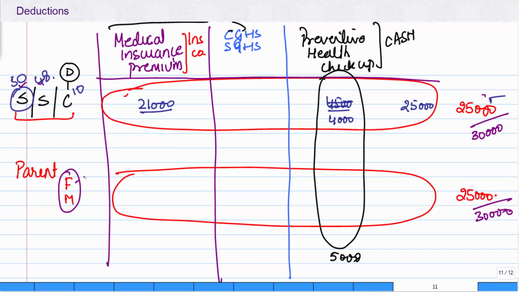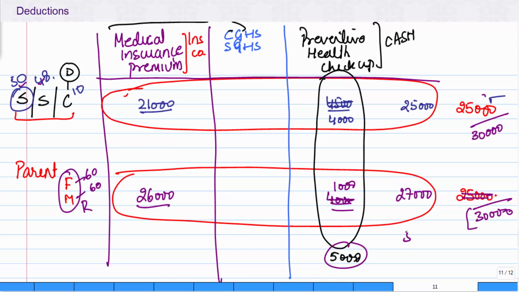Then for the parents, let's assume both are senior citizens and both are residents. We say there is 26,000 of premiums and health checkup of the father for another 4,000. Now 26 and 4 add up to 30 because these are senior citizens. The limit is 30. However, there is an overall limit of 5. Therefore, over here you cannot get more than 1. Therefore, 26 plus 1 makes it 27. Therefore, total deduction is 52,000.